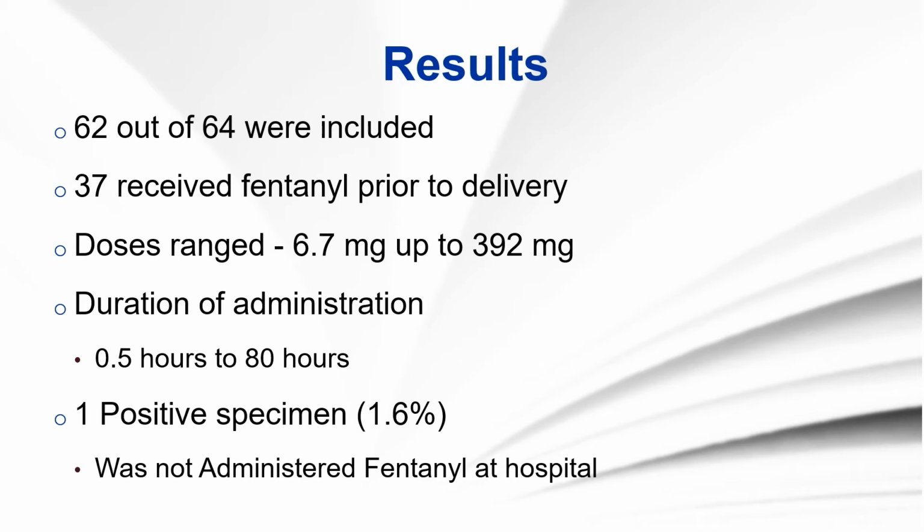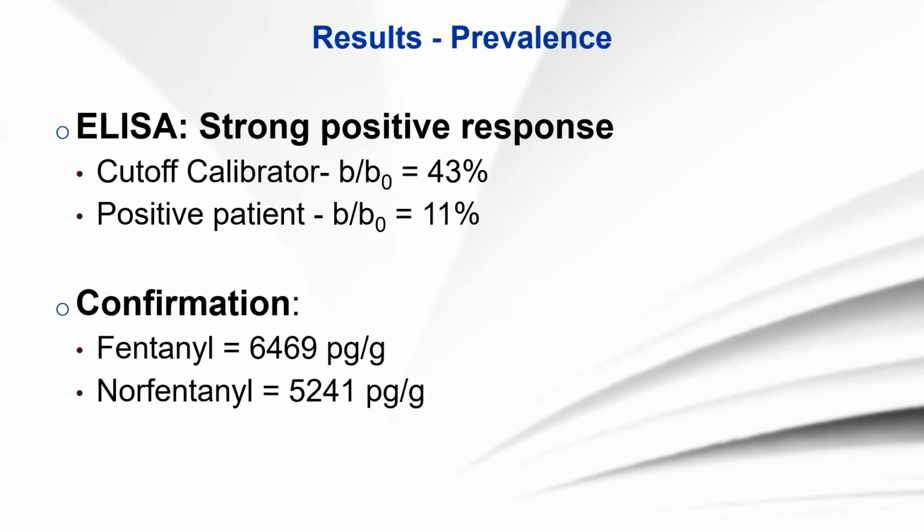Out of this group of 62 specimens, we had 1 positive specimen, which would be a 1.6% positivity rate for this group of specimens. Interestingly, fentanyl was not administered to this case at the hospital. Some more specifics about this 1 positive case is that we had a strong positive response with the extract of the specimen. The cutoff had a B over B0, which is a ratio used in ELISA, of 43%, and this patient was all the way down at 11% B over B0, which is a really, really strong result under this test system.